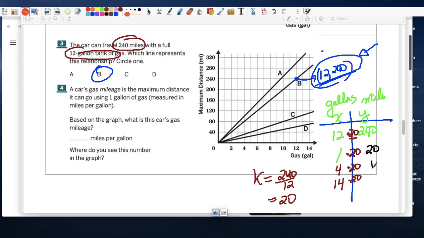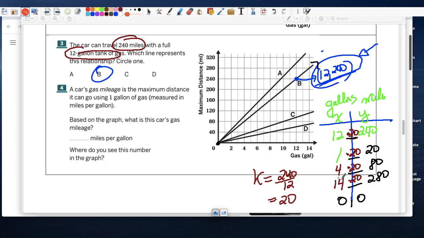4 times 20 is 80. What if I had 14 gallons? I would go 280, and so forth. So look, it's 20, 20, 20, 20. Same constant of proportionality. And we know this line represents a proportional relationship because of two things. It's a straight line, and guess what? With zero gallons of gas in the car, I'm going to go nowhere, 0 miles.